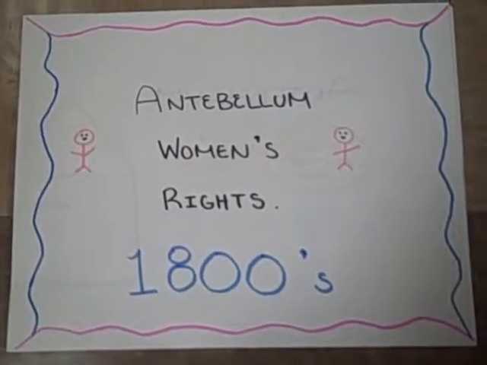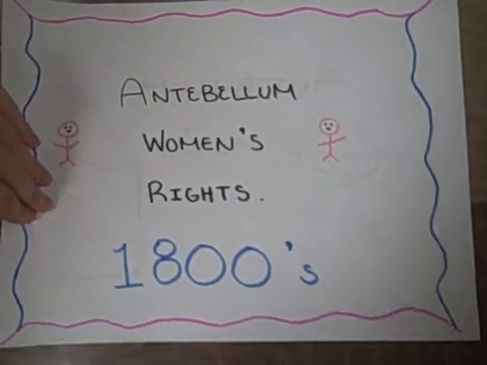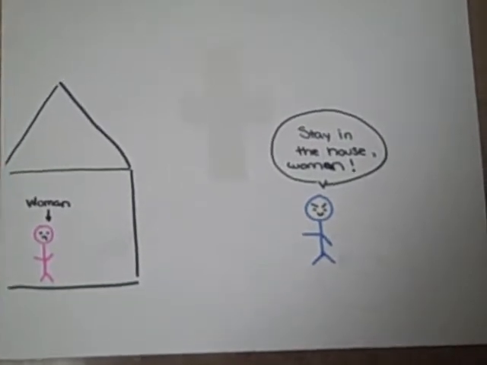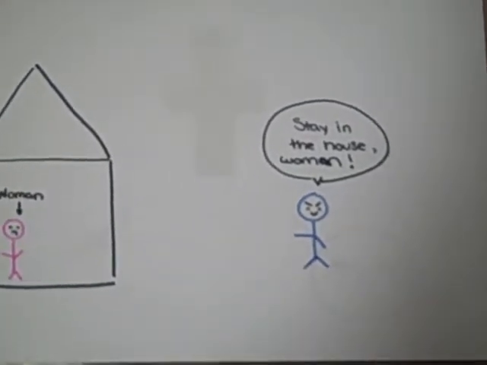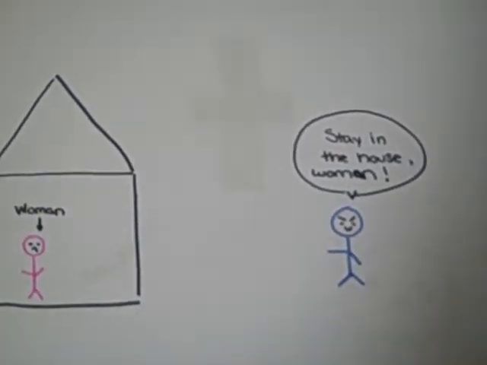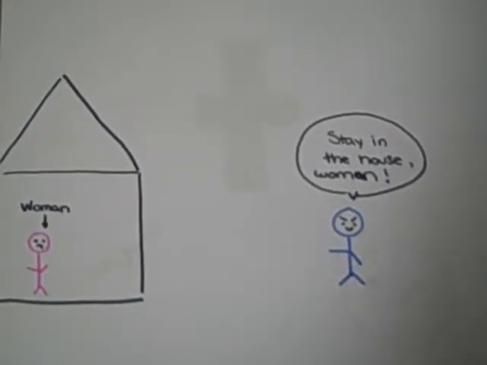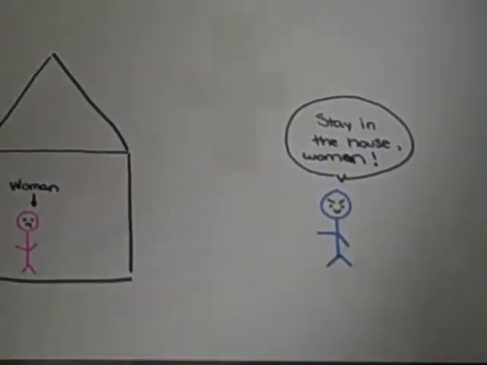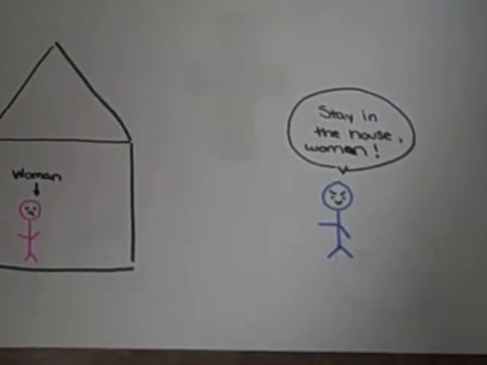Antebellum women's rights during the 1800s. Prior to the 1800s, women were confined by social expectations of others. The majority of them were expected to be obedient and subservient to men. As a result, their lifestyles were limited. Women were mainly housewives, mothers, etc.